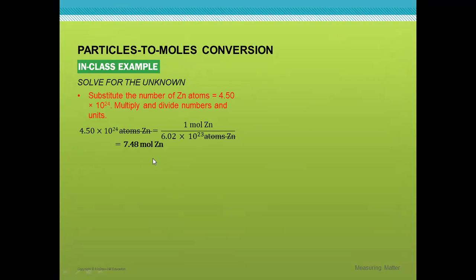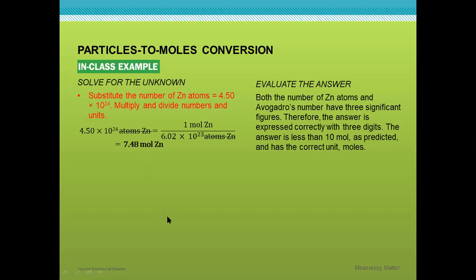Any question till now? Understand well? Okay, guys. Both the number of zinc atoms and Avogadro's number have 3 significant figures. Therefore, the answer is expressed correctly with 3 digits. The answer is less than 10 mole as predicted and has the correct unit, moles. It's okay? So this is the lesson that we studied in this session.